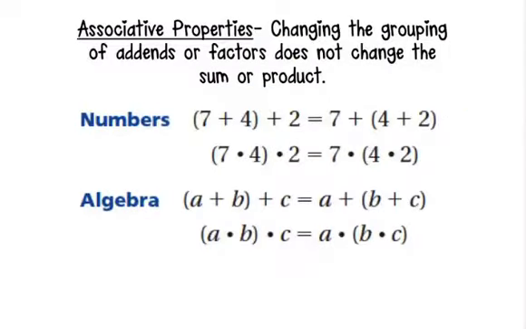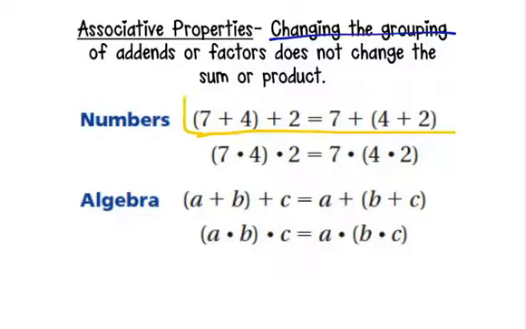The next property is the associative property. Changing the grouping of addends or factors, meaning with addition or multiplication, does not change the sum or product. So right here it's changing the grouping that we're looking at. If you notice here, the numbers are still in the same order. Back to the commutative property, the numbers were switched around. Here, the numbers stay in the same order.